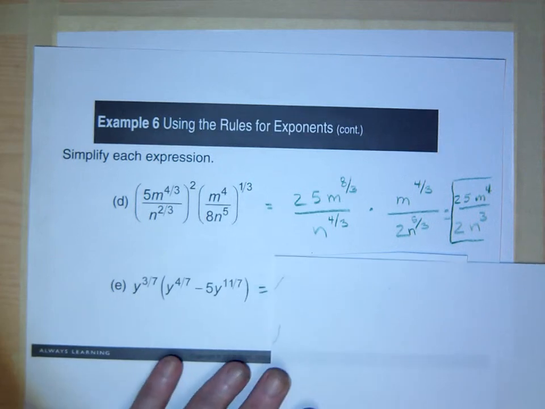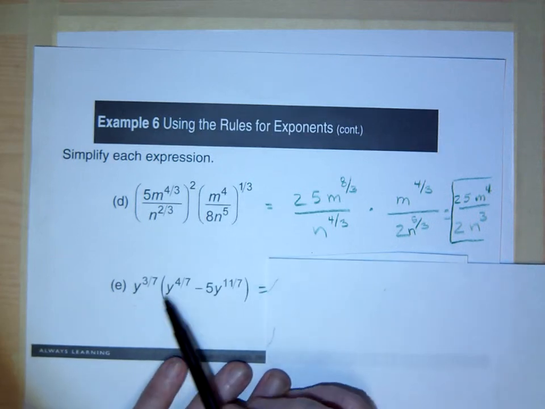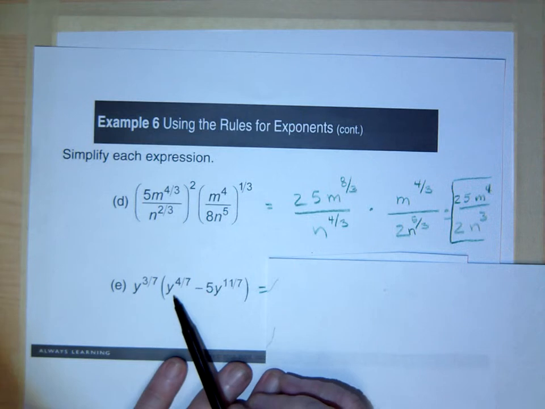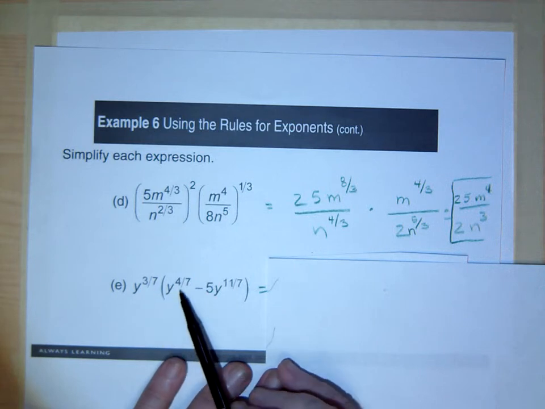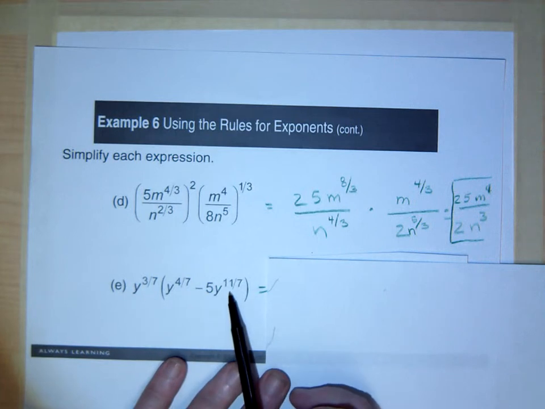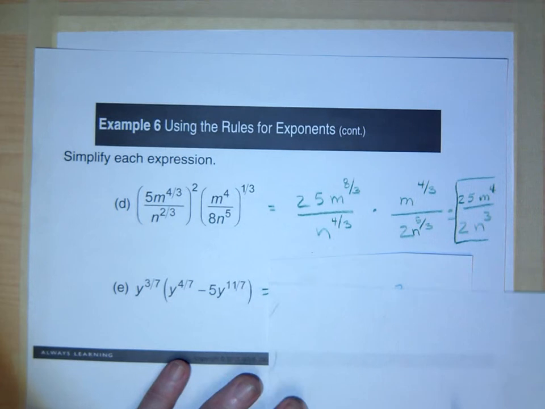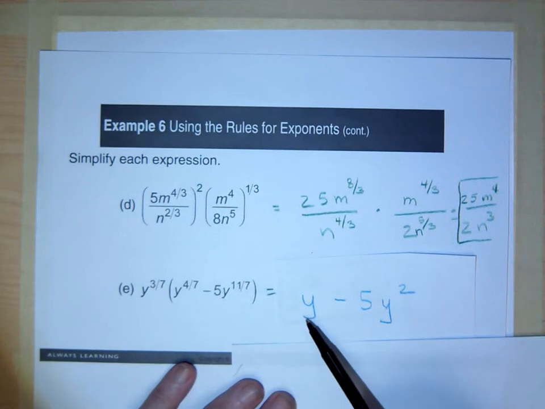Similarly here, what I can do is distribute this. When I take this times this, it's going to be 3 over 7 plus 4 over 7, which is going to be y. When I take this times this, that's going to be 14 over 7, or that's going to be squared. The minus sign stays intact. And so I will have y to the 1, and this is y squared, and that's the answer to that problem. Let's look at this.